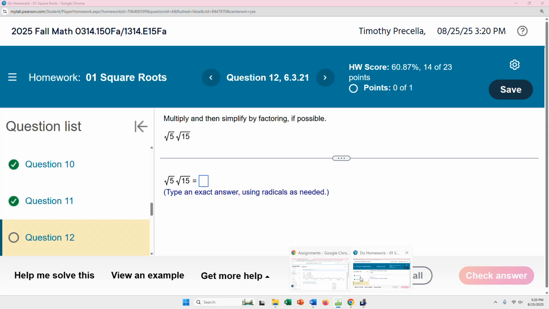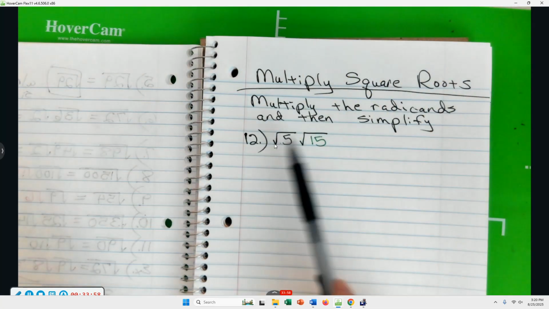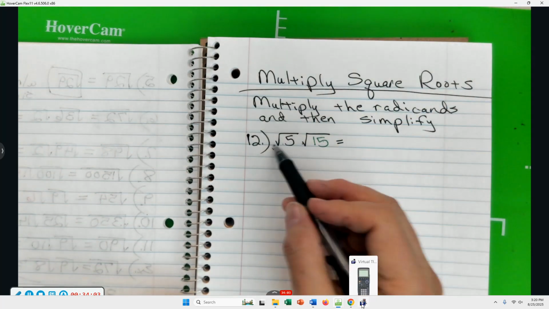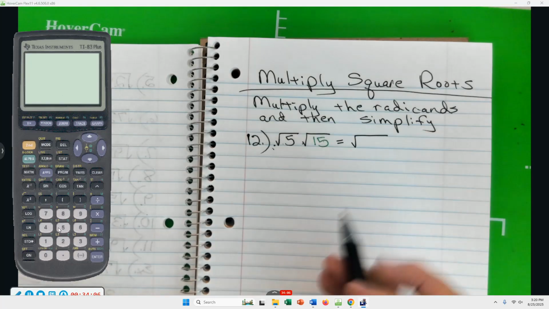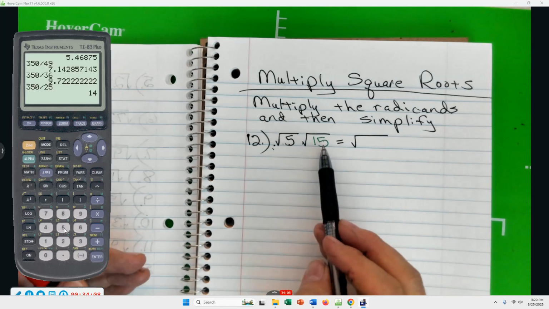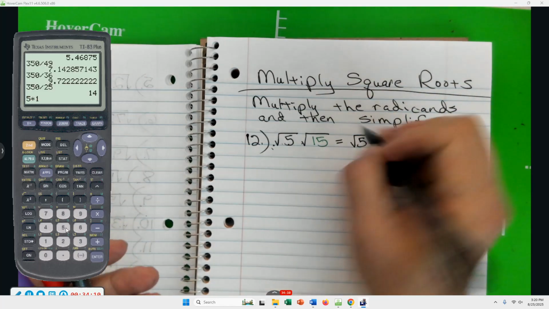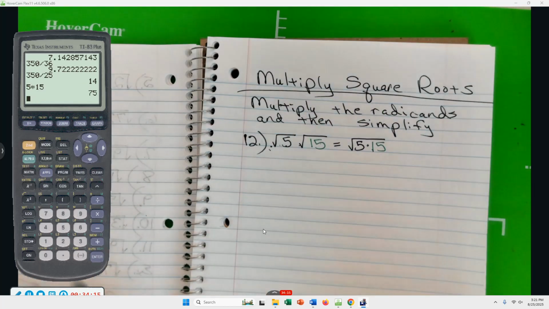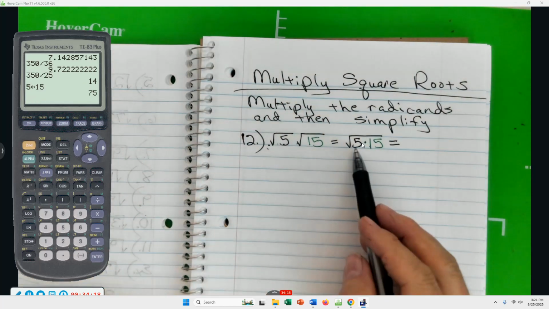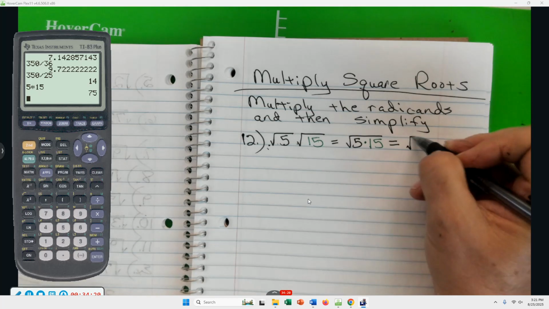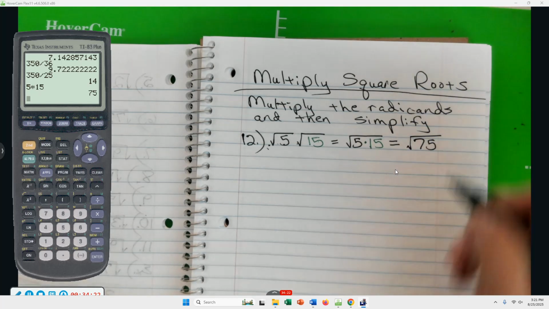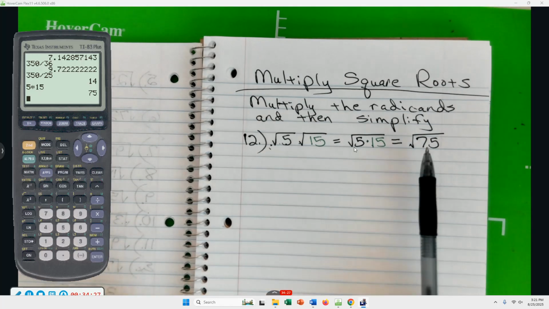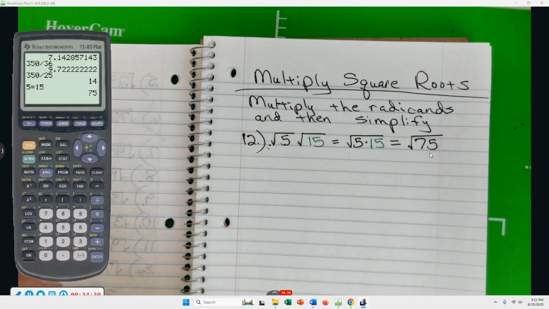If you're multiplying a square root times a square root, multiply the radicals. We're going to keep the same radical symbol, square root. You multiply the radicands. 5 times 15 is 75. So we multiplied the radicands. That gave me a 75 under the radical.